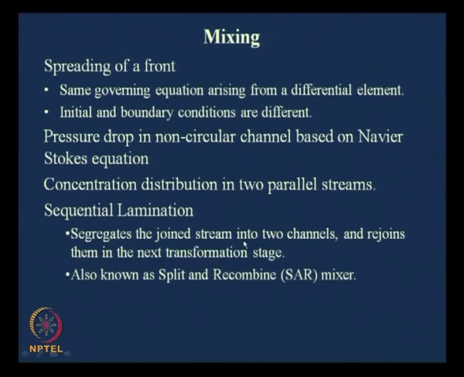One stream is getting into the other stream, and that is exactly what we are trying to say here. Segregate the joint stream into two channels and rejoin them in the next transformation stage. So, how will you theorize this process if this whole thing is happening in a chaotic manner? That is something we would take up next. Our theories will essentially be based on the transport equation, diffusive transport, etc., but we will bring in the other elements of chaos and other understanding we have here.